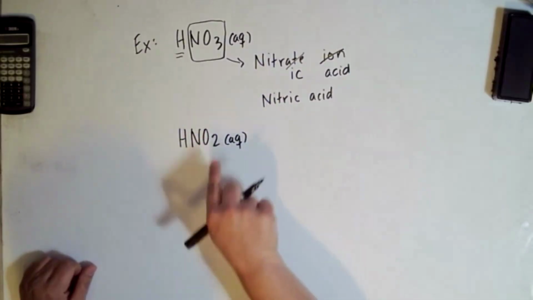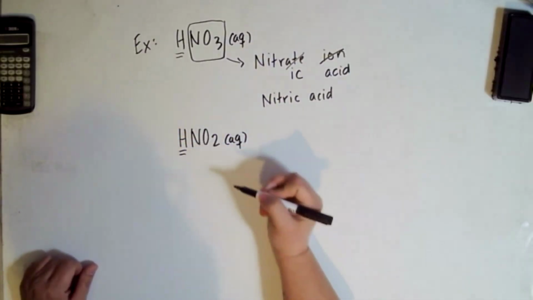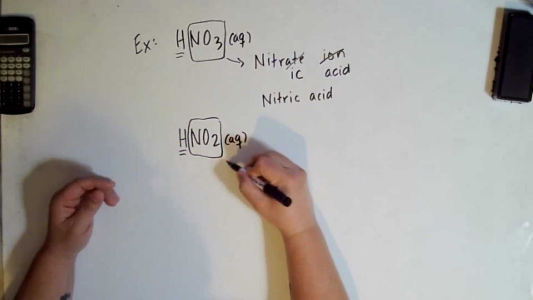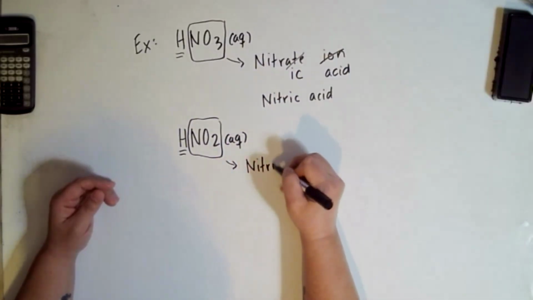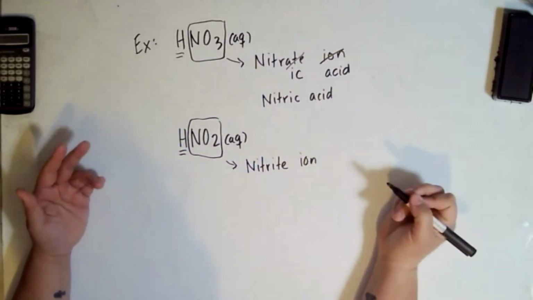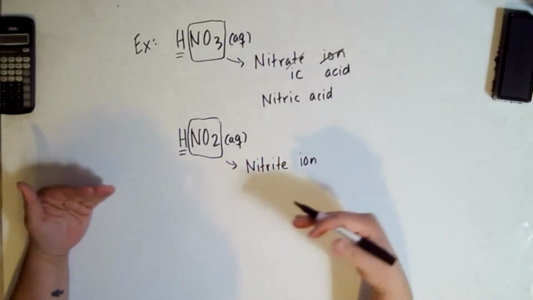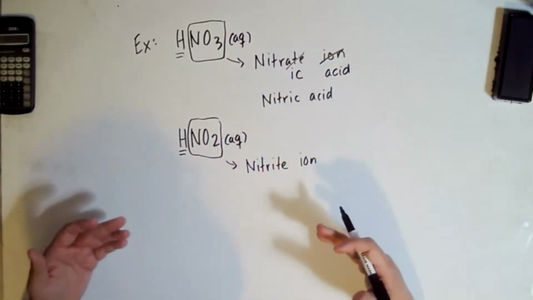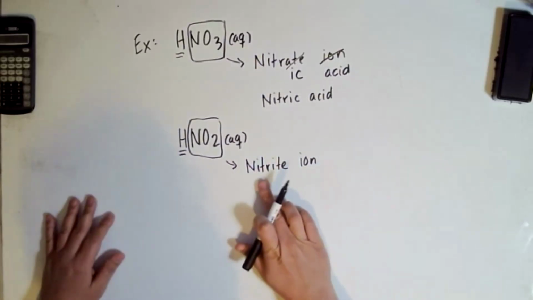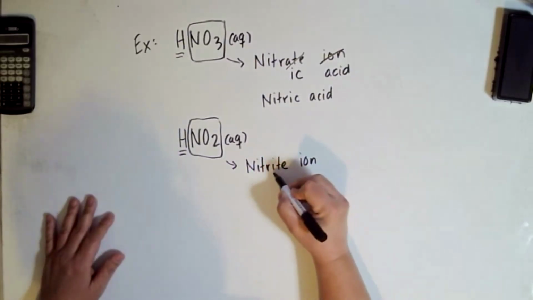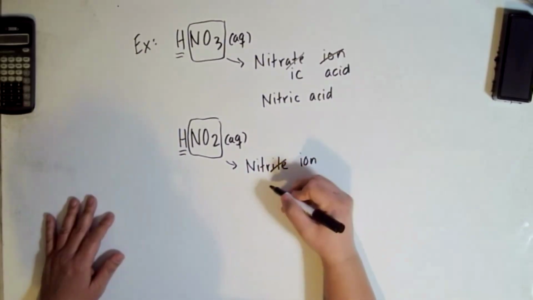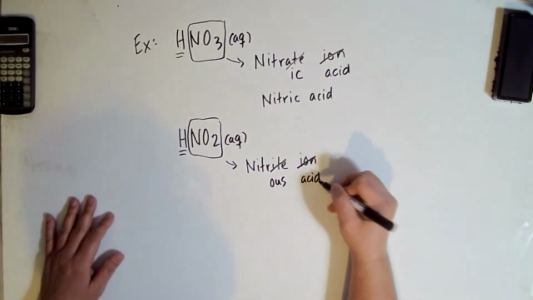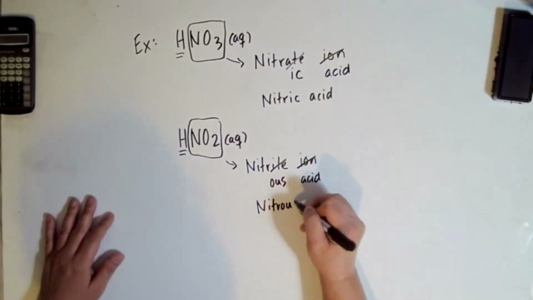If I have HNO2, which looks very similar, again, I recognize there's a hydrogen out front. I know it's an acid. Now I focus on the NO2, and I know that this is going to be the nitrite ion. This is why it's so important to have those polyatomic ions memorized, because then when you're looking at the names of compounds later on, you're going to be able to know their names and recognize them. So this is the nitrite ion. I'm going to focus on that ITE ending, get rid of it, and change it to OUS. And then I'm going to take the word ion and replace it with acid. So this is going to be nitrous acid.